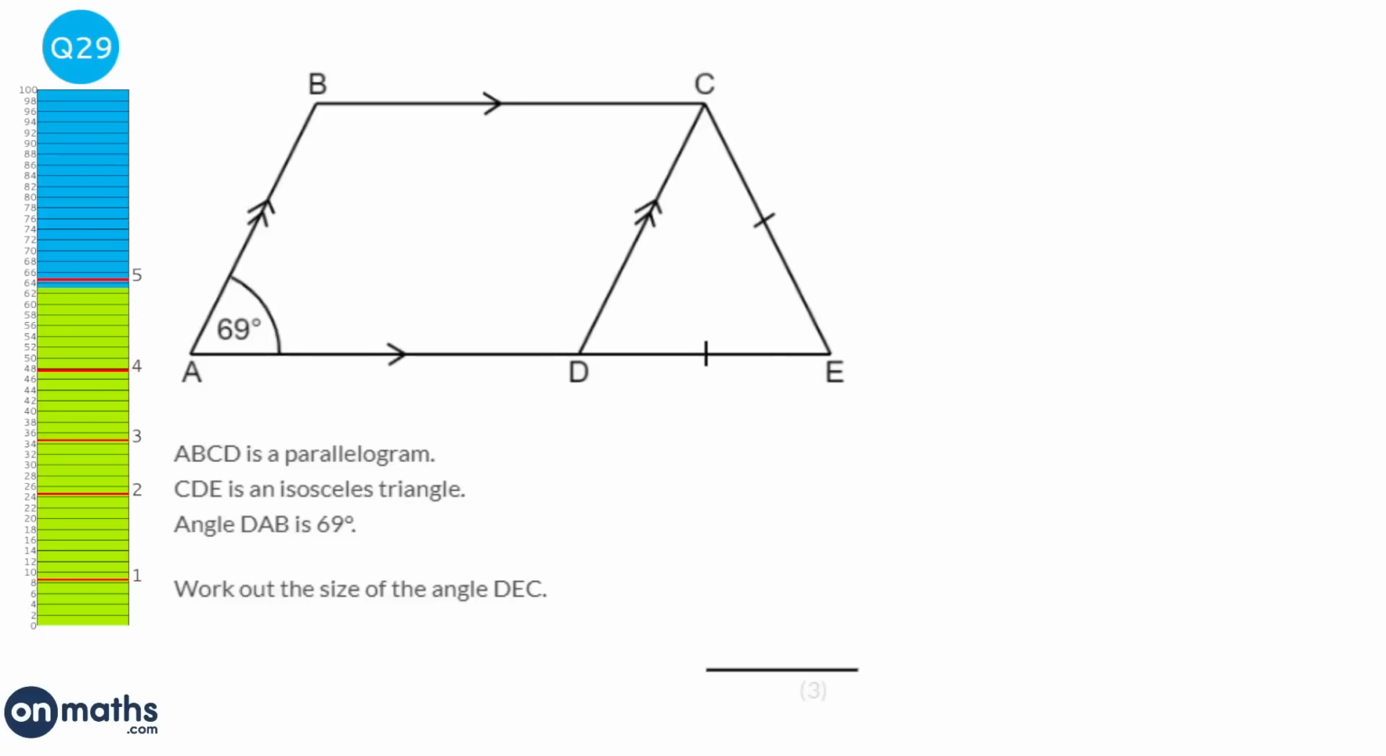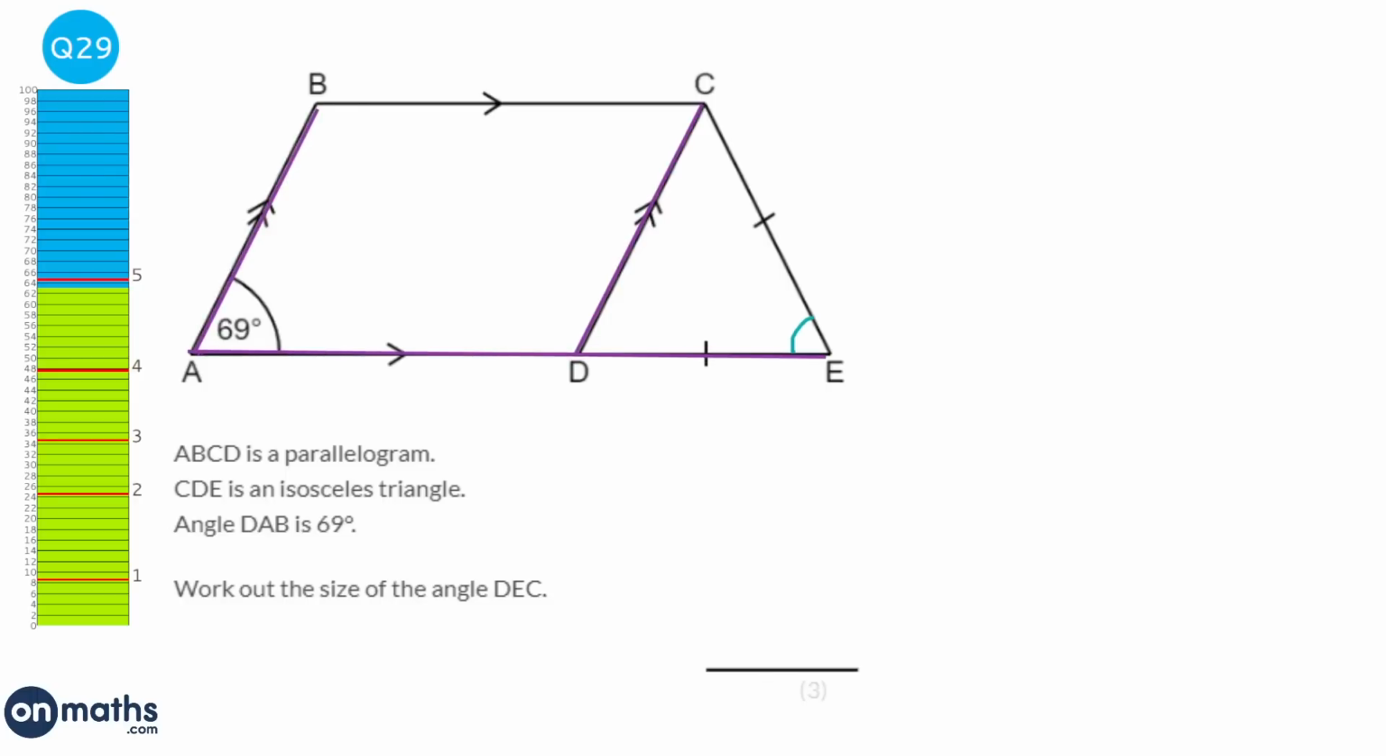So we're looking for angle DEC, which is this one here, but we can't go directly there. We've got to kind of work our way towards it. And the first thing I'm going to look at is this set of parallel lines here. And we've got a line going through these parallel lines, which is this line here.